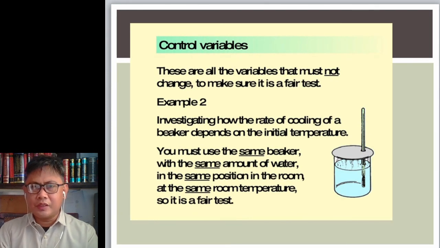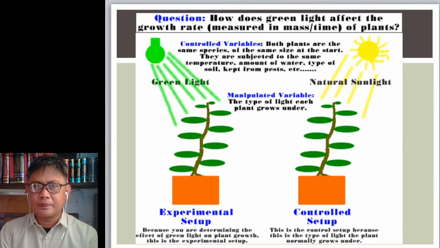Another example of a control variable is this one: investigating how the rate of cooling of a beaker depends on the initial temperature. You must use the same beaker with the same amount of water, in the same position in the room and at the same room temperature, so it is a fair test. These are what we call control variables.